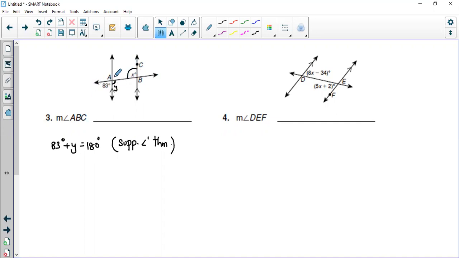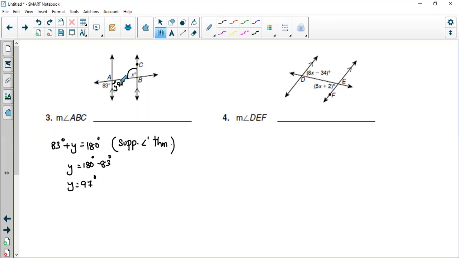So to do that, we have to have the measure of angle Y. So let's find out angle Y. It's going to be 180 minus 83. That means that the measure of angle Y is going to be 97 degrees. Now that we have found angle Y to be 97 degrees, we could say angle X is also 97 degrees.